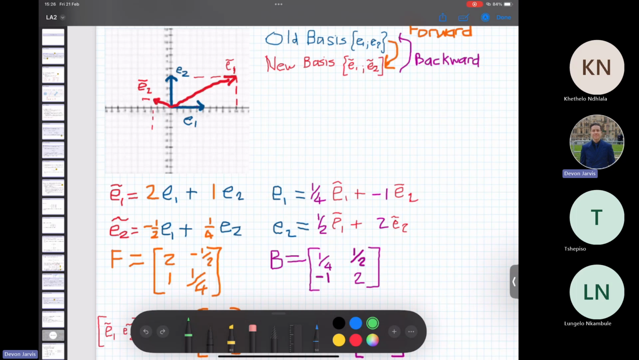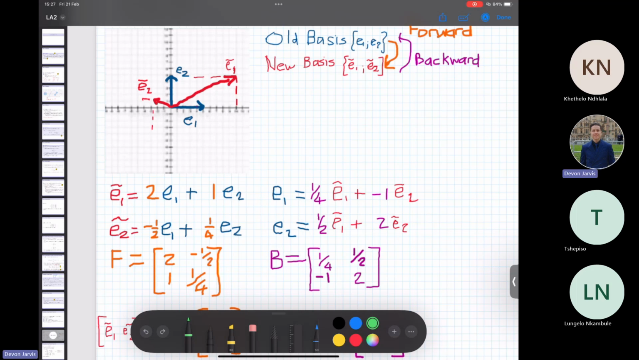So if I want to construct E1 tilde as a linear combination of my old basis, I'm going to use two copies of E1 added together, so I'm going to put a 2 there. I'm going to put one copy of E2, so I'm going to put a 1 there. If I add all of those things together, I get to my vector E1 tilde. I'm going to repeat this process for both of the new basis vectors. So if I want to construct E2 tilde as a linear combination of E1 and E2, you can say it's negative half E1 and a quarter of E2. I kind of eyeballed it while I was making the example.